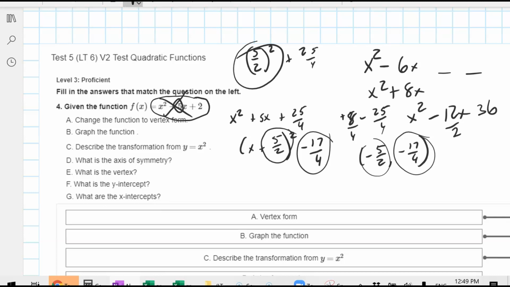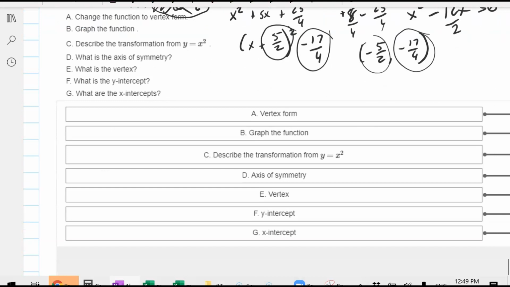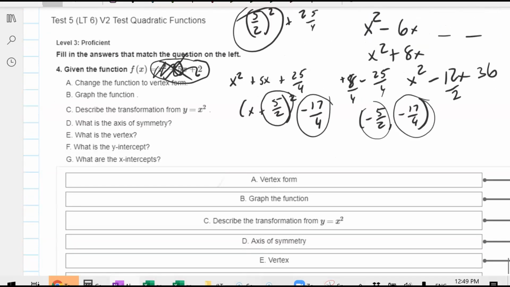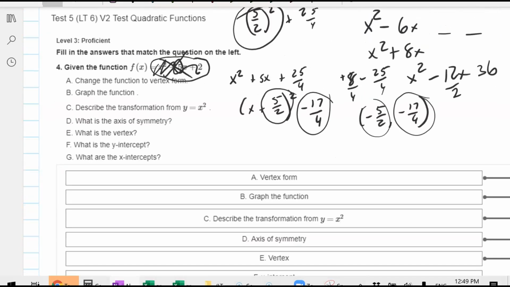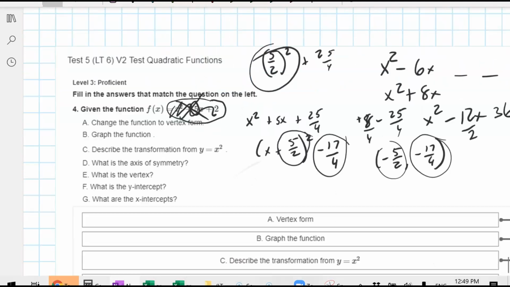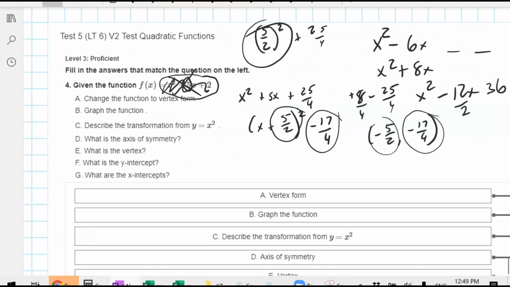Okay, so my bad. I made a mistake here. And then I used everything else that was right. So I'm not going to go into this. Graph the function. You graph the function the same way you did it for level 2. Describe the transformation.